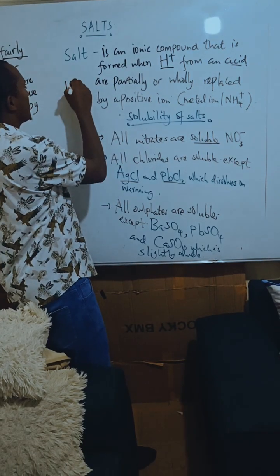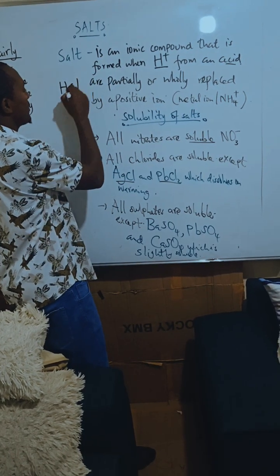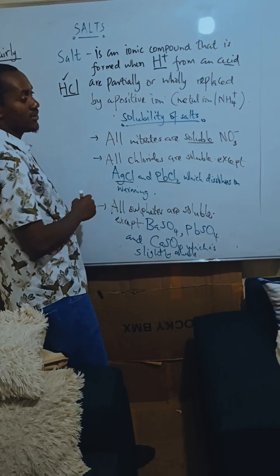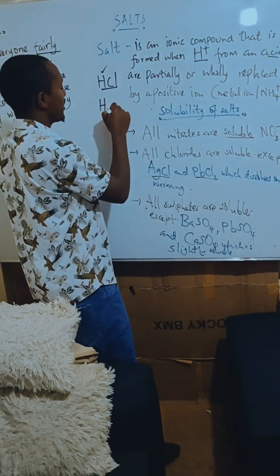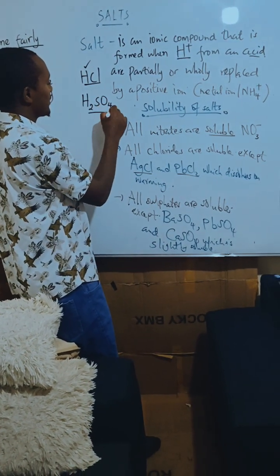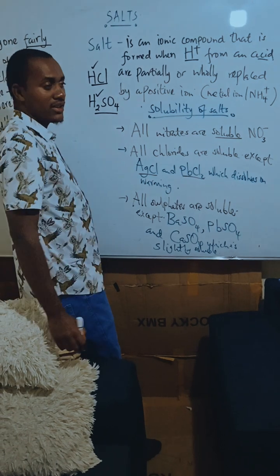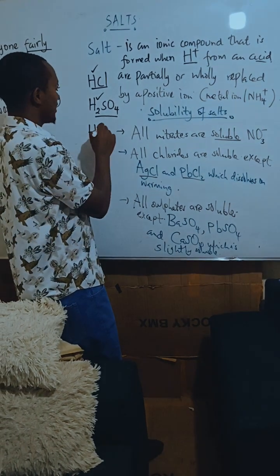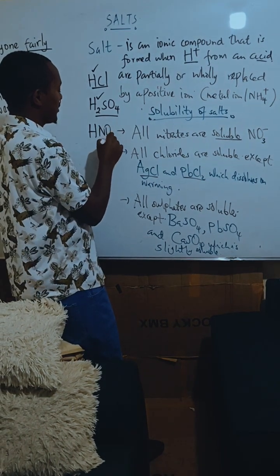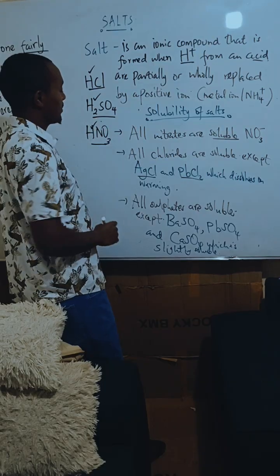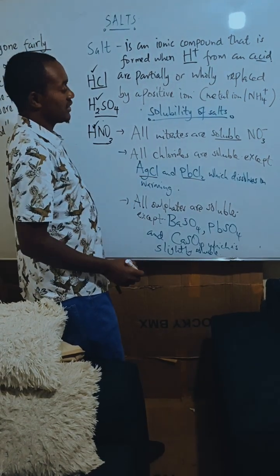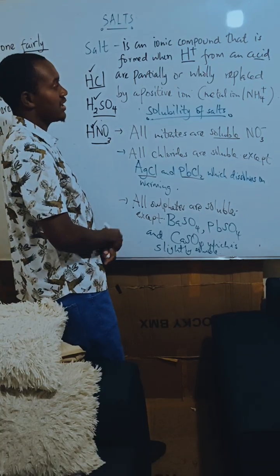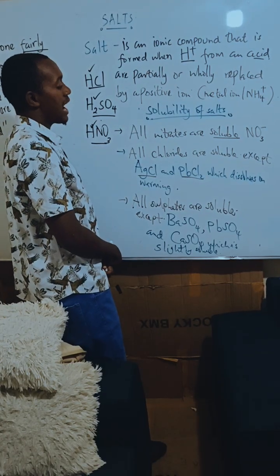So we have main basic acids that we have. We have HCl, hydrochloric acid. It has one hydrogen ion. We have H2SO4, sulfuric acid. It has 2 hydrogen ions. We have nitric acid, HNO3. It has 1 hydrogen ion. So this is monobasic, dibasic, monobasic. So these are the hydrogen ions that are replaced by a positive ion.